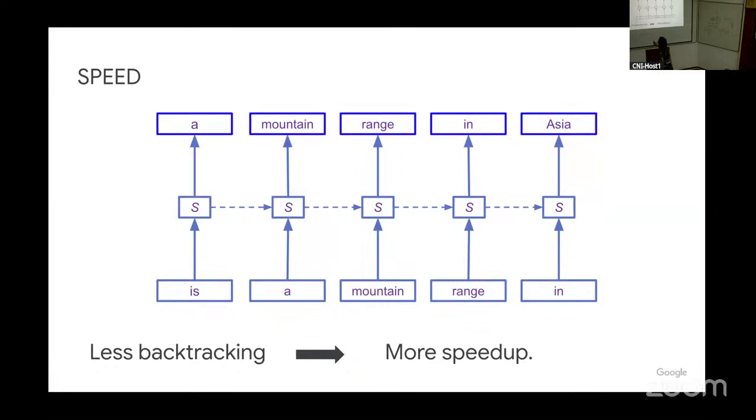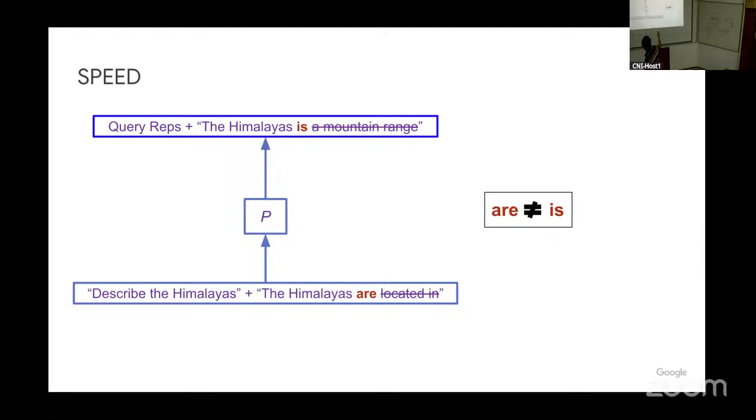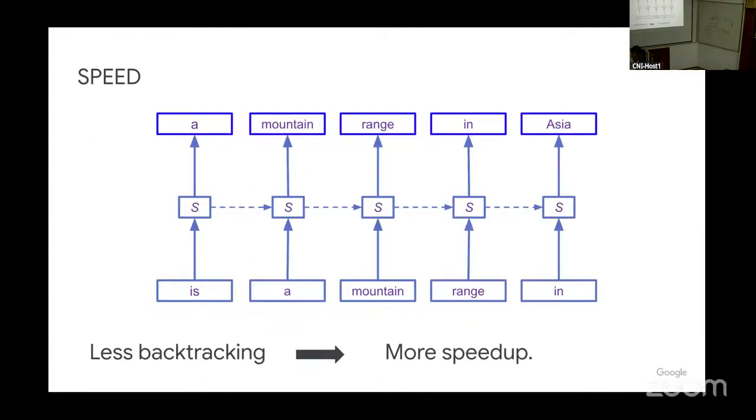So if the small model had actually generated this, and there was a mistake only somewhere here, then we would have gotten almost 5 tokens in this one step, right? So if you have less backtracking, we get more speedup.